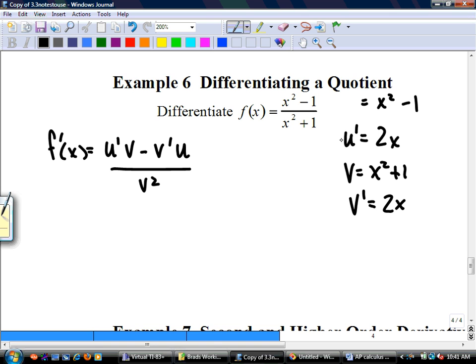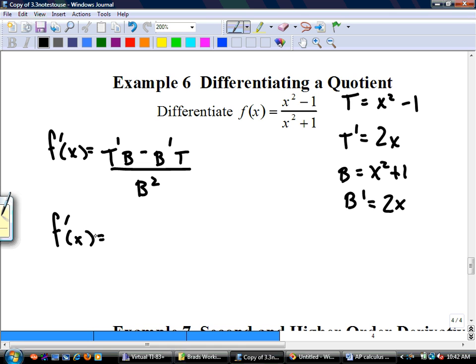So if you don't like that, you can do this. Top, top, bottom, bottom. Same thing. Do you like that better? The derivative of the top times the bottom minus the derivative of the bottom times the top all over the bottom squared. If you use u and v, use u and v. So the top is x squared minus 1, the bottom is x squared plus 1, and the derivative of the bottom is 2x.